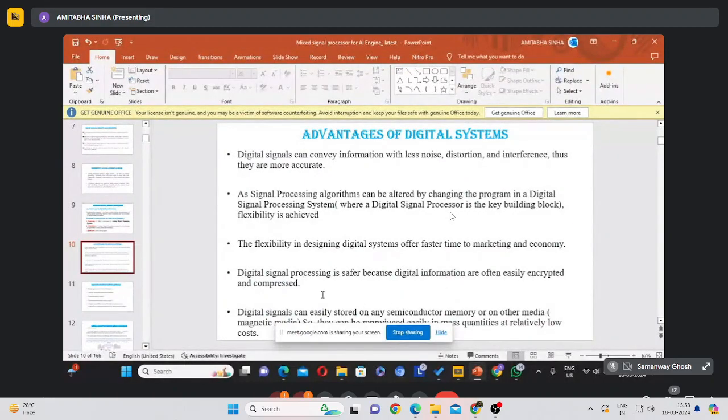So earlier, in fact, the analog devices didn't have that kind of facilities, but today analog memories have come in the market and commercially they are available. So they can also be stored.